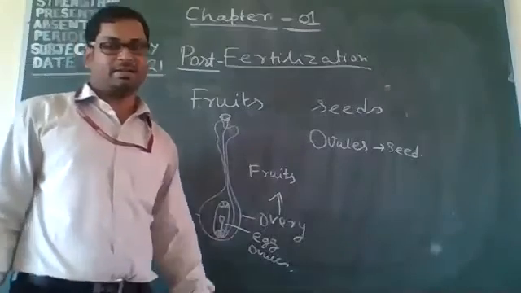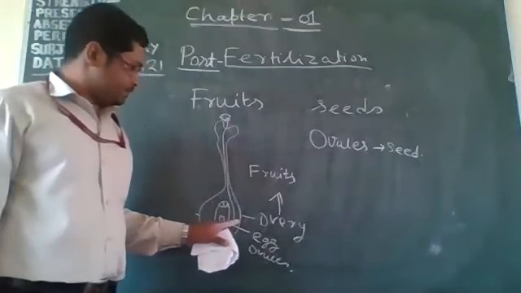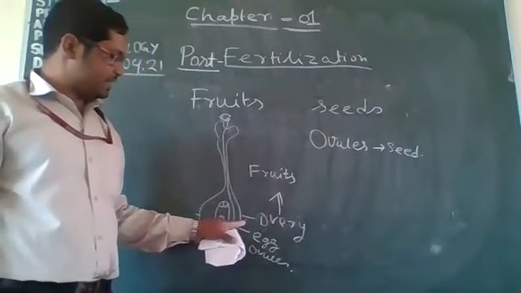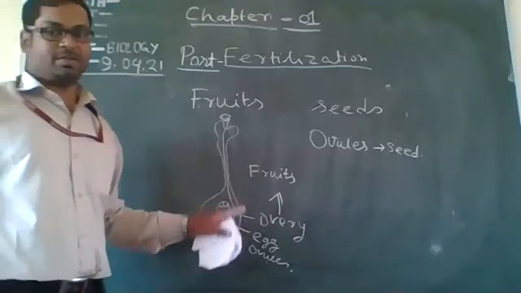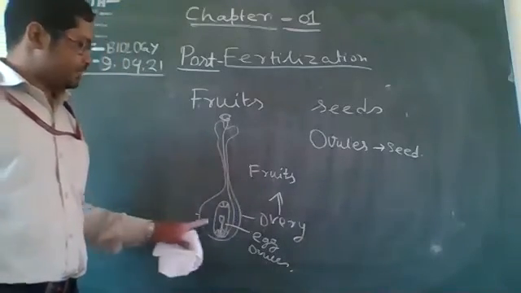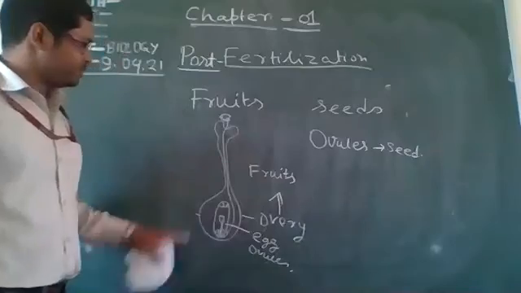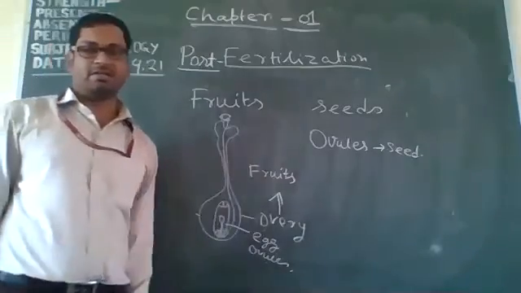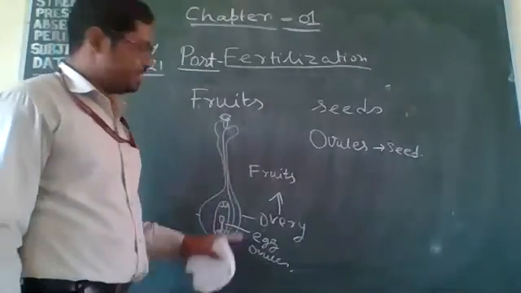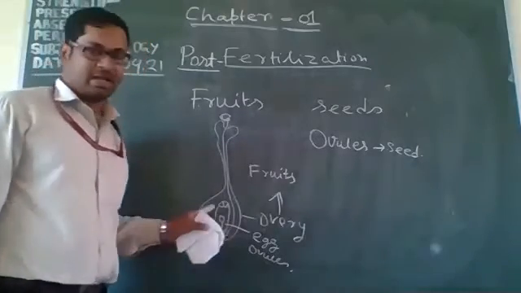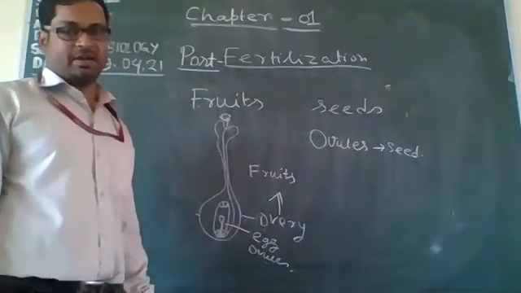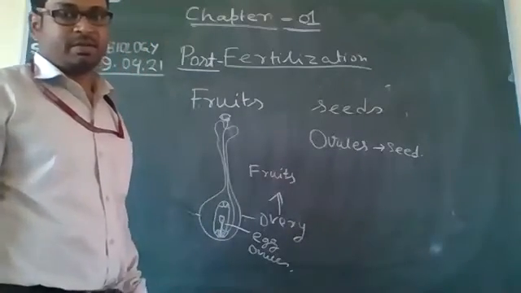In a mature fruit, there are some layers. Which layers? Pericarp, mesocarp, and endocarp. In a fruit, the outermost layer is known as pericarp, the middle layer is known as mesocarp, and the innermost layer is known as endocarp. Understood?